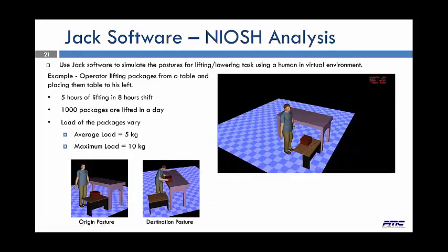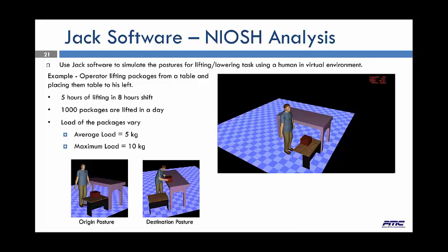NIOSH analysis: use JACK software to simulate the postures for lifting and lowering tasks using a human in a virtual environment. Example, the operator lifting packages from a table and placing them on the table to his left. 5 hours of lifting in an 8-hour shift. 1,000 packages are lifted in a day. The load of the packages varies. The average load equals about 5 kilograms, and the maximum load is 10 kilograms.